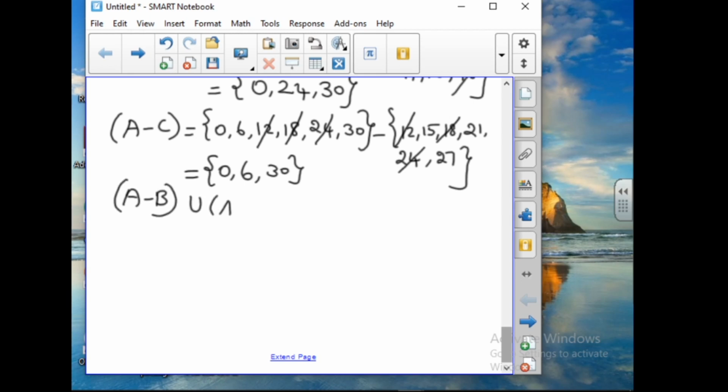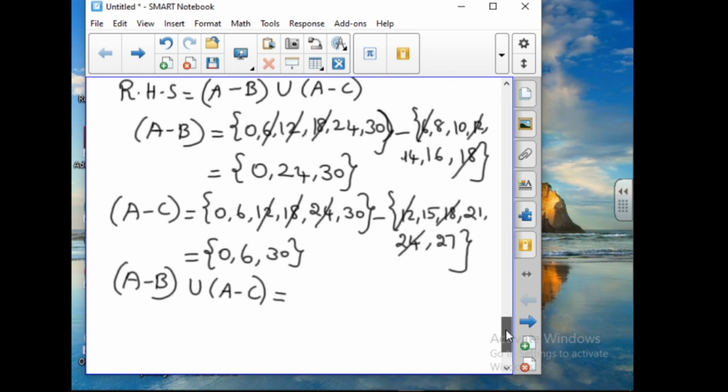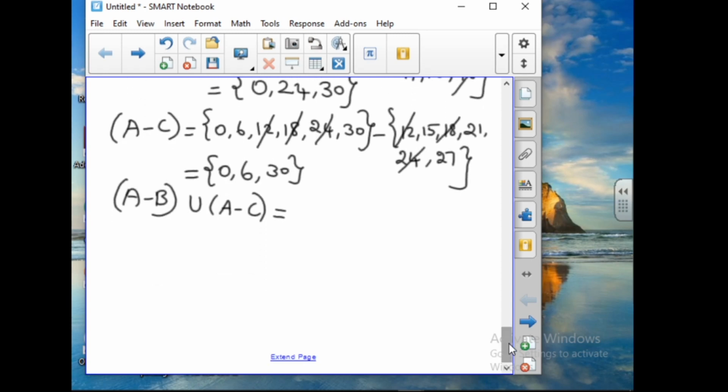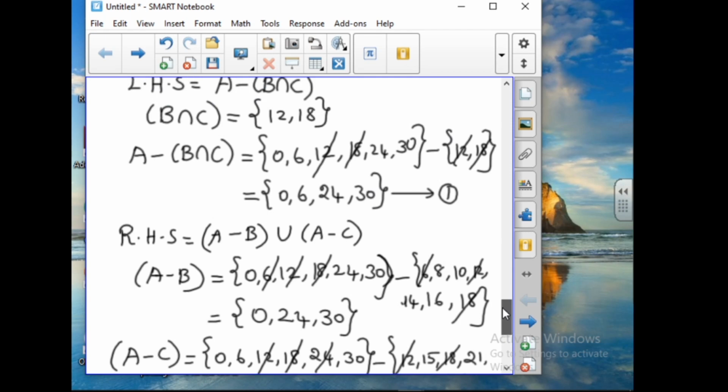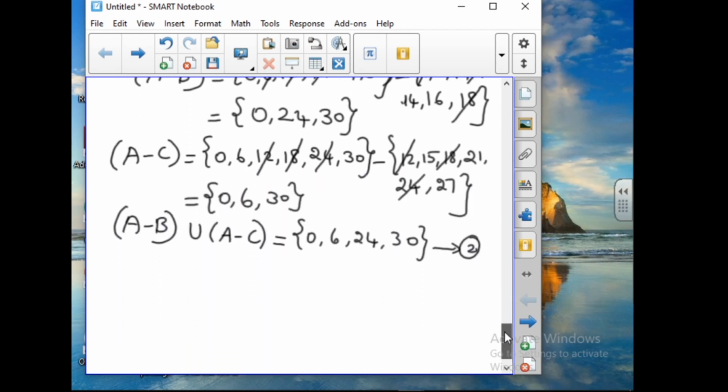Next we have to find A difference B union A difference C. That is equal to, you have to combine the sets of A difference B and A difference C. So what do you get? 0, 6, 24 and 30. This is your equation number 2. See the equation number 1, 0, 6, 24, 30. Here also 0, 6, 24, 30. If the right hand sides are equal, left hand side also equal.